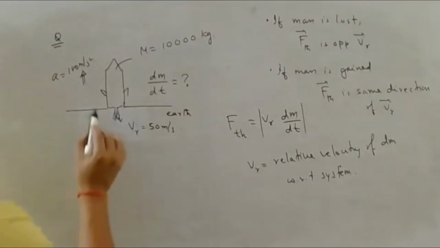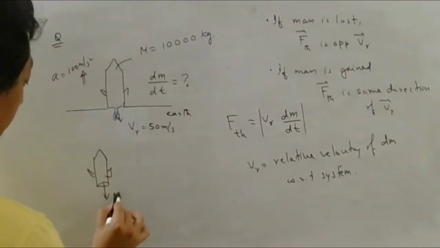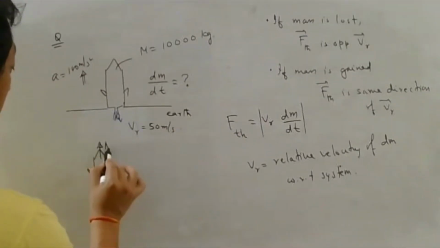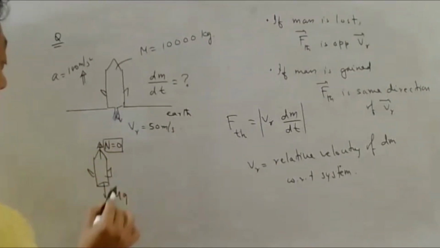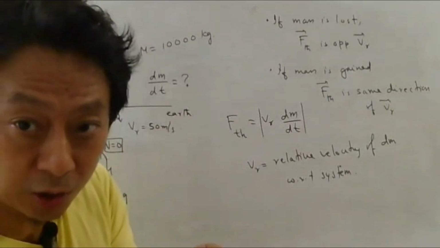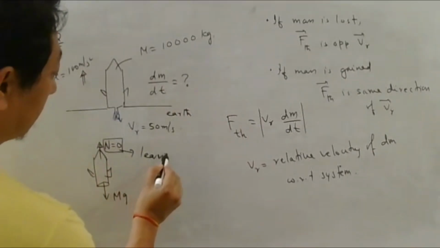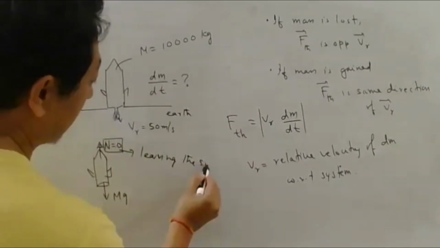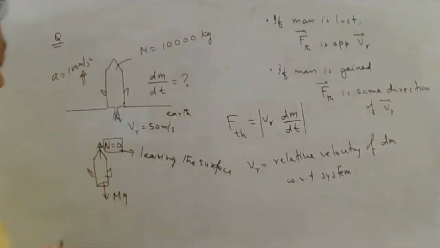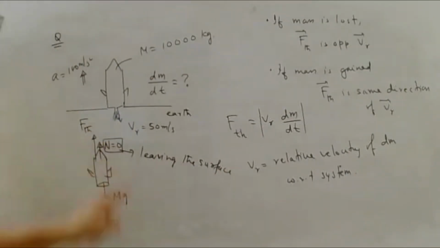So what will you do? Normally, what forces will you draw on the rocket? mg, normal. But normal here you have to write 0 because you are accelerating upward. When you calculate acceleration, you are assuming it is going to leave the surface. Since you are leaving the surface, normal should always be shown as 0. But then who is taking it up? Obviously the thrust force.